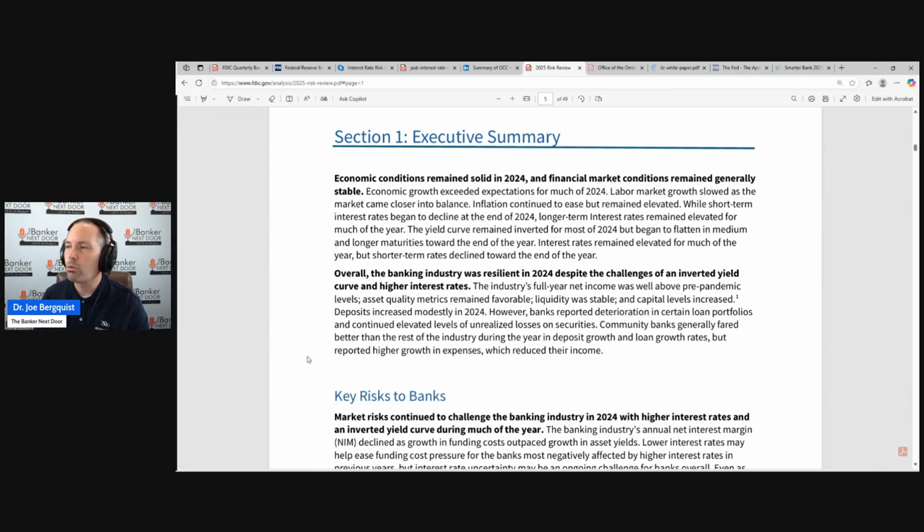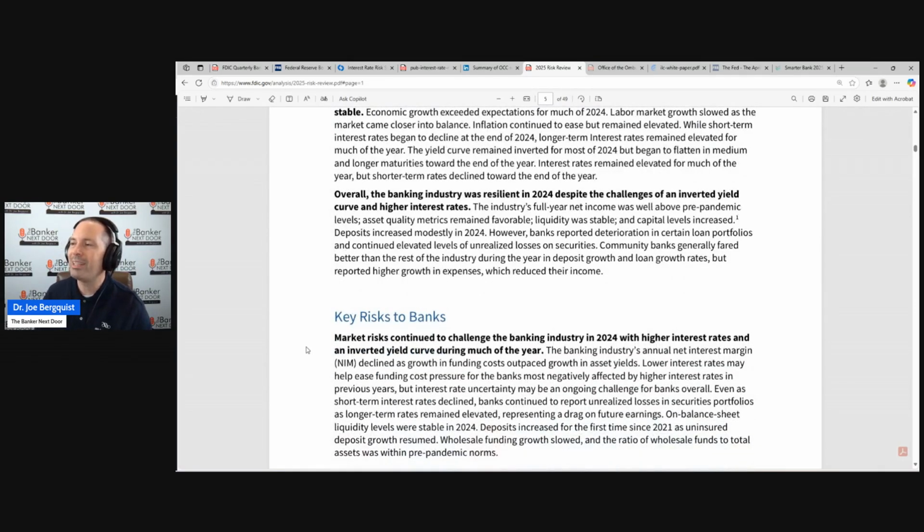Overall, the banking industry was resilient in 2024, despite the challenges of an inverted yield curve and higher interest rates. The industry's full-year net income was well above pre-pandemic levels. Asset quality metrics remained favorable. Liquidity was stable, and capital levels increased. Deposits increased modestly in 2024. However, banks reported deterioration in certain loan portfolios and continued elevated levels of unrealized losses on securities.